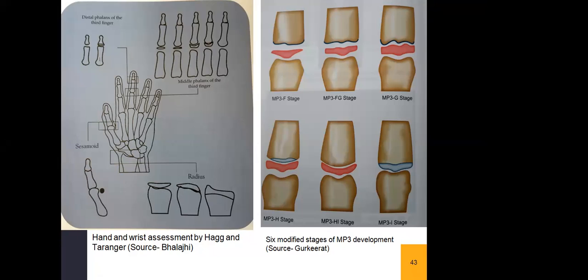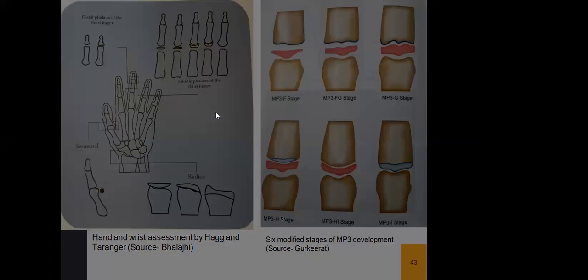The distal phalanx of the third finger has only 1 stage, which is the DP3I, where there is the fusion of the epiphysis and metaphysis, and this denotes the deceleration period of the pubertal growth spurt. And in case of the middle phalanx of the third finger, there are 3 different stages.